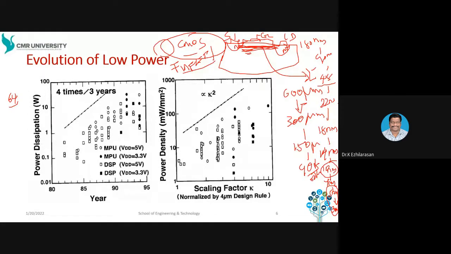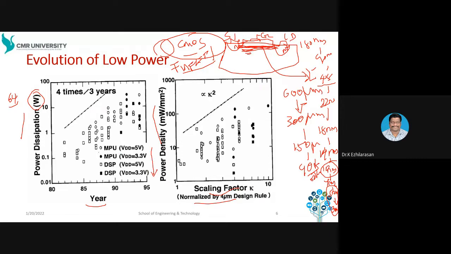So now let us come to the evolution of low power. Here I'm showing two things: one is the year, and the other is the power dissipation in terms of watts. Same here, as I already discussed, that is the scaling factor, like your technology node. So what is the power density? What happened here as the years increase? You can see this.